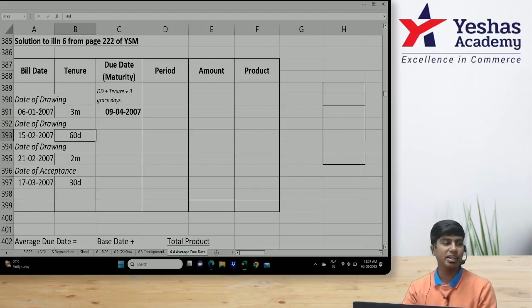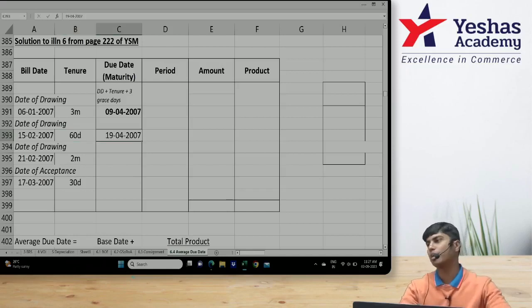Does February have 78 days? It has 28. Minus 28. 50th March. Is there 50th March? No. March has 31. Minus 31. 19th of April. Then 21st of February.